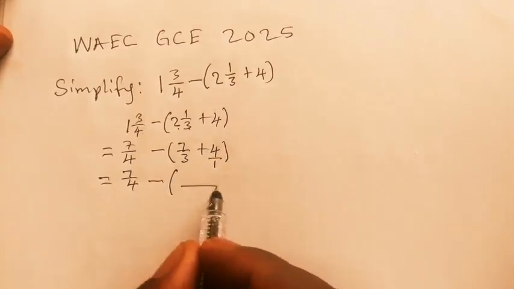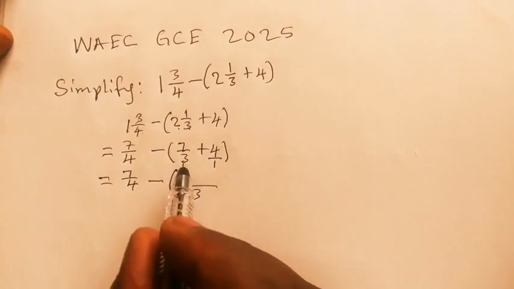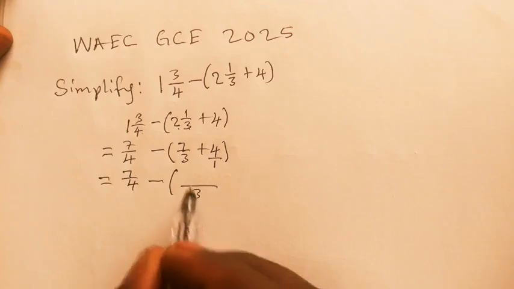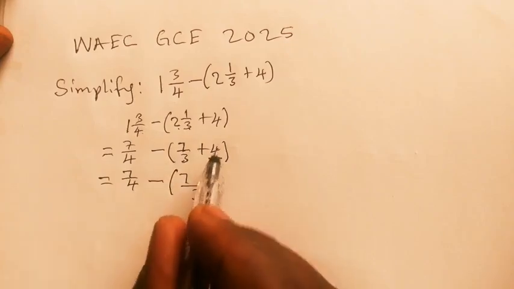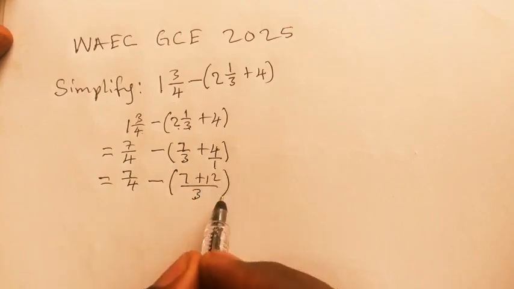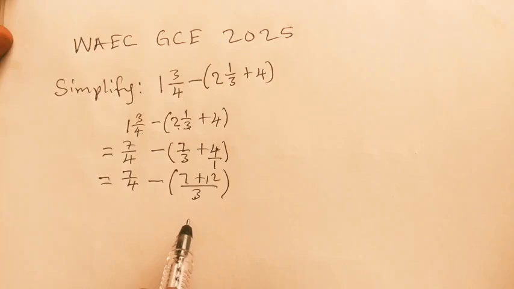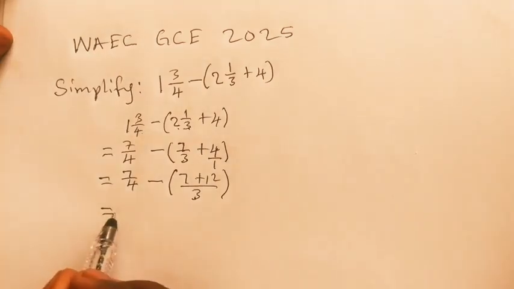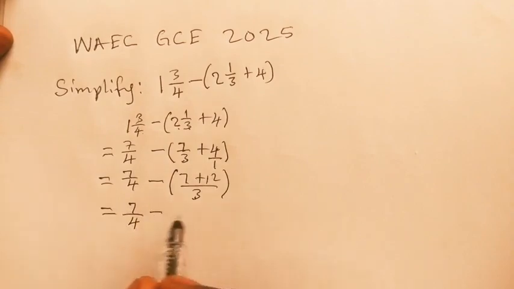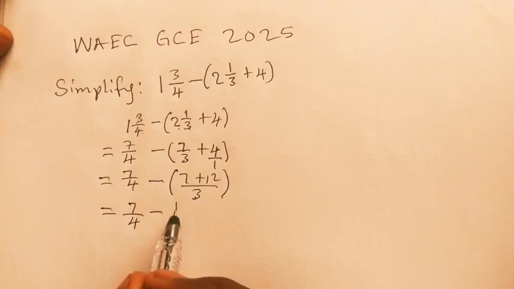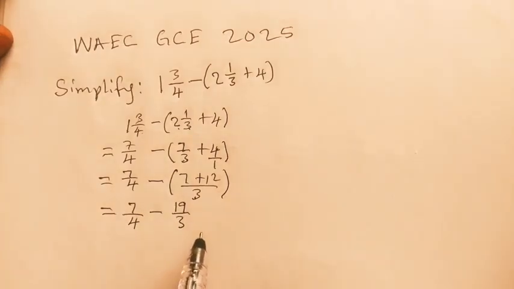The LCM in the bracket is 3, so that 3 divided by 3 is 1. 1 times 7 is 7. 3 divided by 1 is 3. 3 times this will give us 12. So by implication, this will be equivalent to 7 over 4, and then minus, when you add this you have 19 over 3.